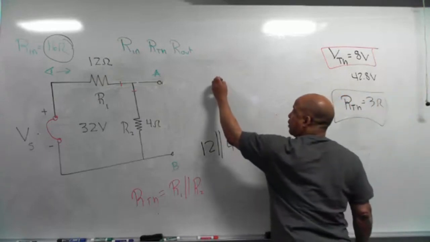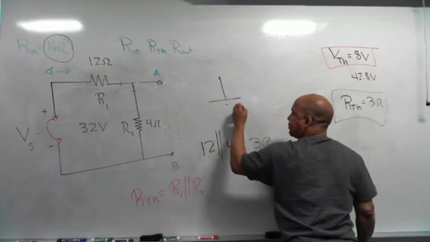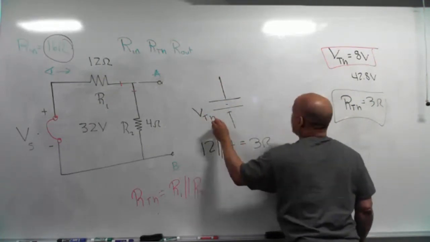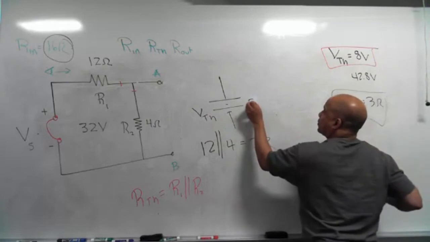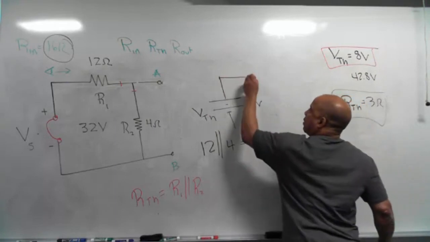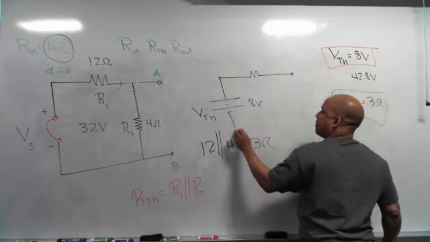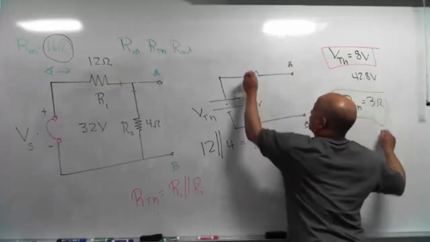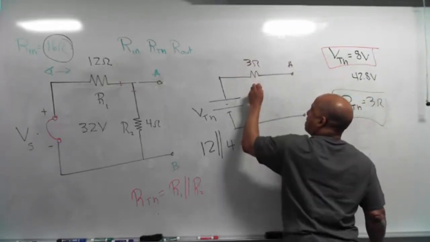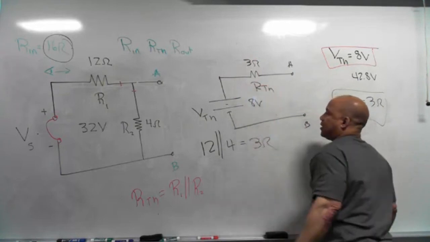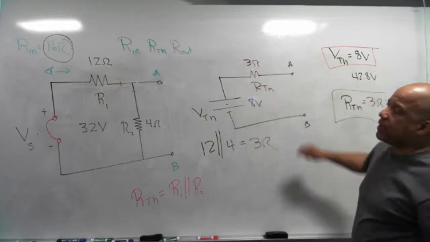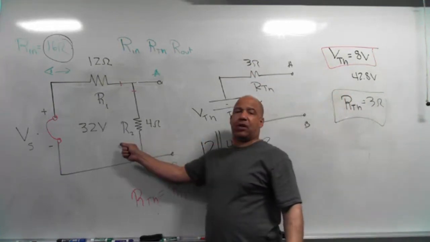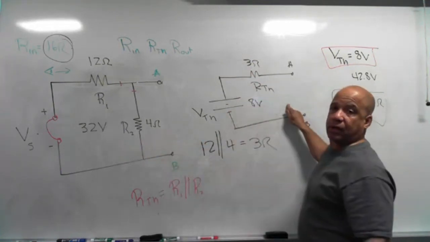We draw this Thevenin circuit, VTH. You said that was 8 volts. RTH. You said that was 3 ohms. So here's my Thevenin equivalent circuit. The load doesn't know anything about this circuit. The load sees this circuit.